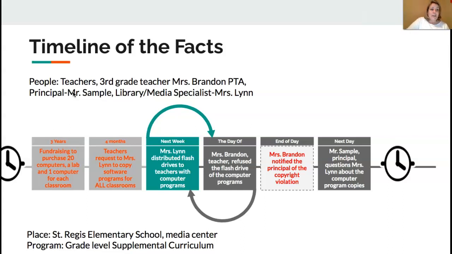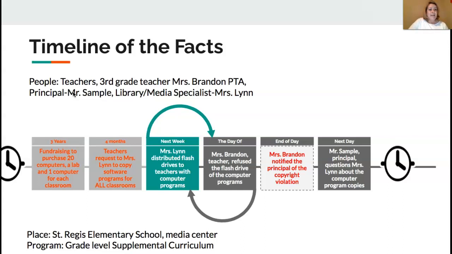And obviously they picked really good programs, because the other teachers in 1st and 2nd grade went to the librarian, Mrs. Lynn, and said, "Can you copy those computer programs so I can use them in my classroom with my students in my curriculum?" Mrs. Lynn happily complied with this request, and within a week, the flash drives were being distributed to 3 different grade levels. Mrs. Brandon was the only teacher that refused the flash drive with the computer programs on it because she knew that the programs were only for 1 user each, and she knew it was in violation of the copyright law.